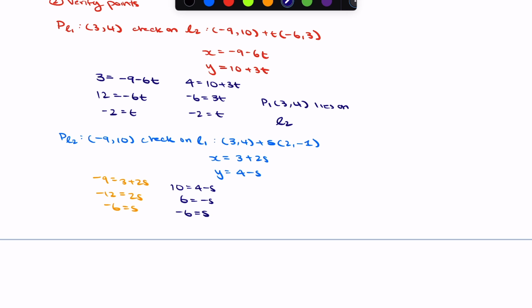And so here we see again that point 2, -9 and 10, lies on line 1. So here we see that after all of that, therefore line 1 and line 2 are coincident, which are the same line.